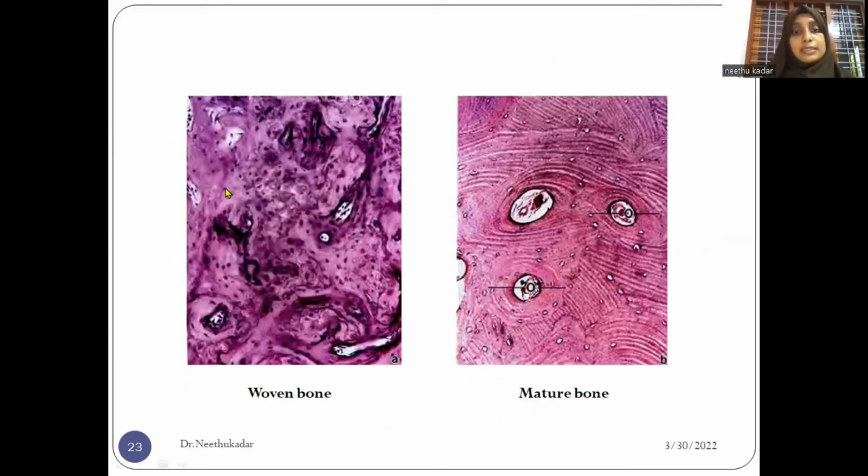This image shows the histological section of the woven bone, whereas here you can see mature bone. As you can see, the woven bone is irregular. There is a large number of osteocytes seen here, whereas mature bone is much more orderly or organized. You can see osteons.